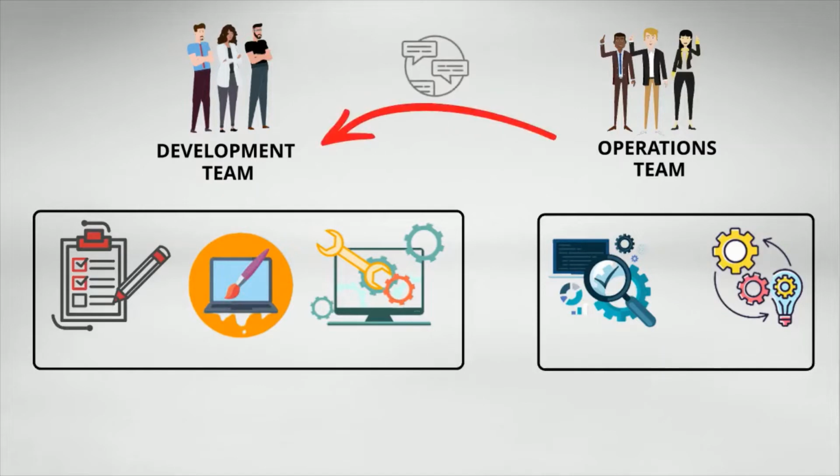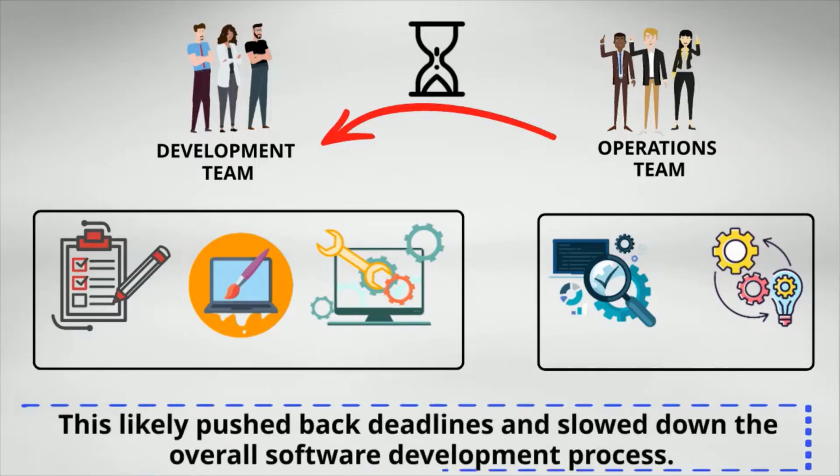The operations team gave feedback to the development team on any bugs that needed to be fixed as well as any rework that was required. While waiting for feedback from the operations team, the development team would be inactive. This likely pushed back deadlines and slowed down the overall software development process.